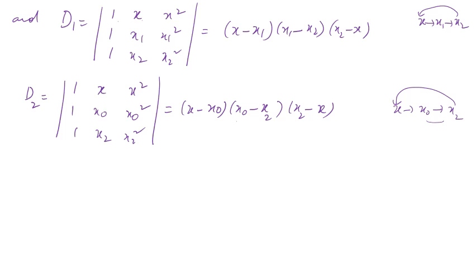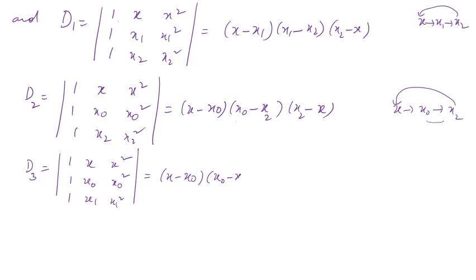Similarly, what is another? d3 is there. d3 is 1, x, x square; 1, x0, x0 square; 1, x1, x1 square. Okay, so what is this expansion? x minus x0, x0 minus x1, x1 minus x. And how to remember this? First x, then x0, next x1, next x, right? According to that you write the differences in cyclic form, right?